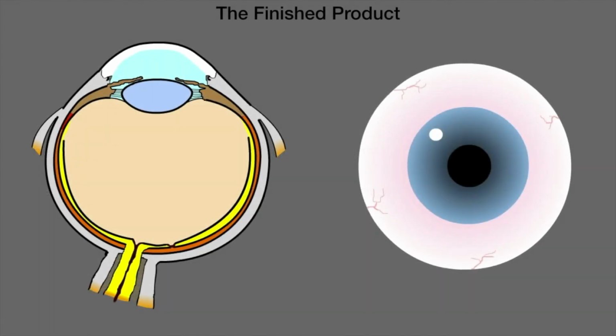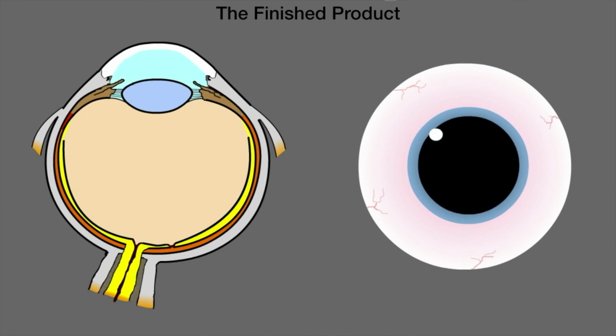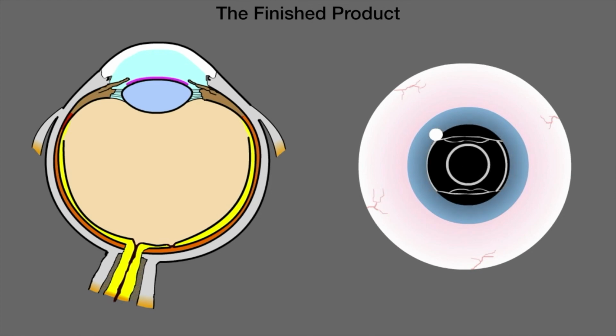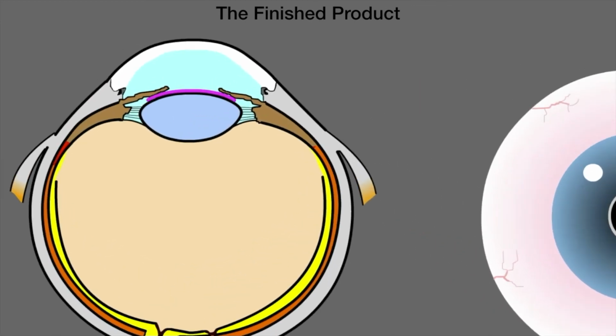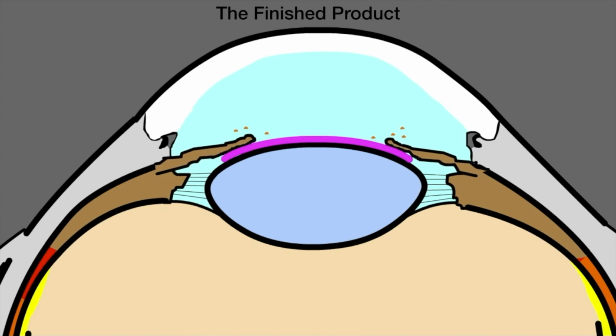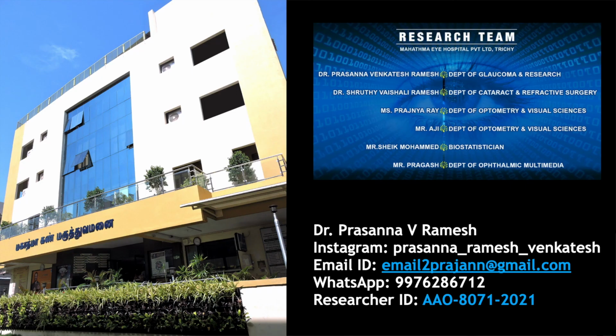Now, let us take a look at the finished product. The pupil dilates, the ICL is implanted into the eye, and the pupil now constricts. Iris interacts with the ICL, pigment dispersion takes place into the angle, and it causes secondary open-angle glaucoma. Animative metaphorical learning is the future. Thank you.